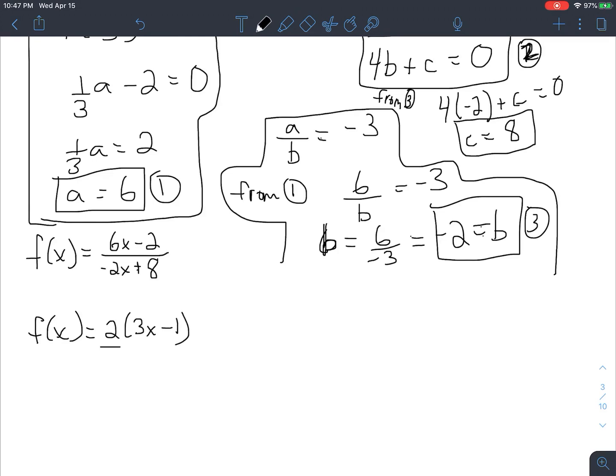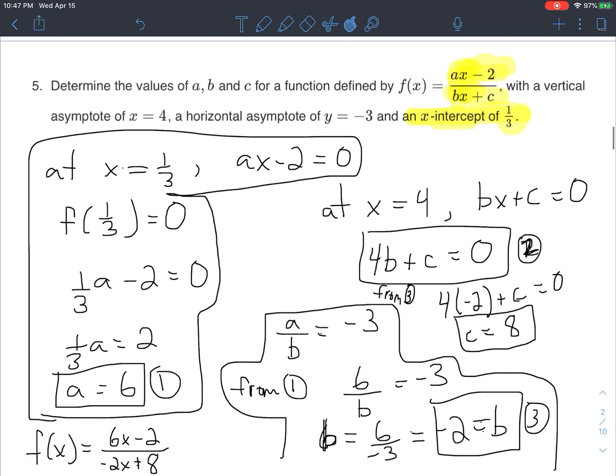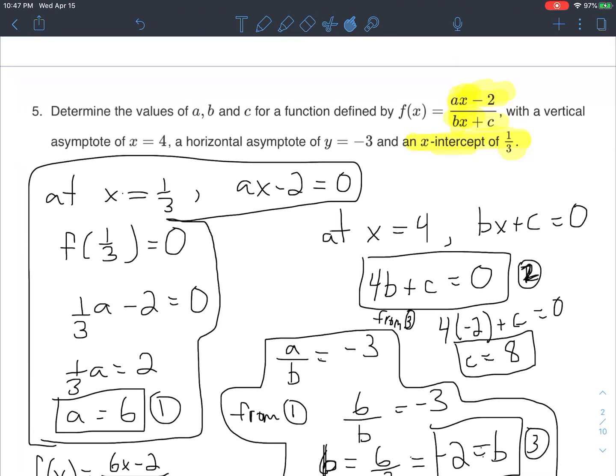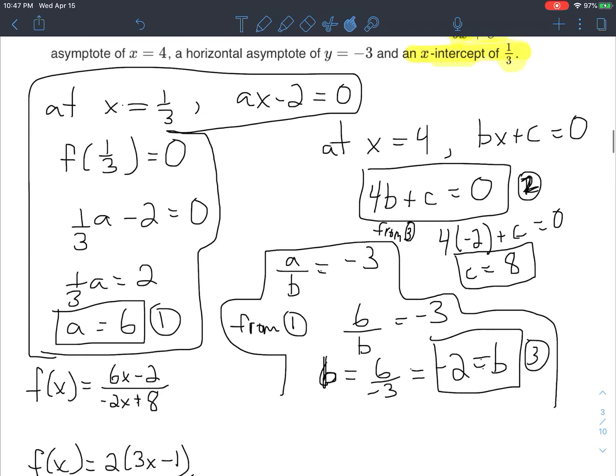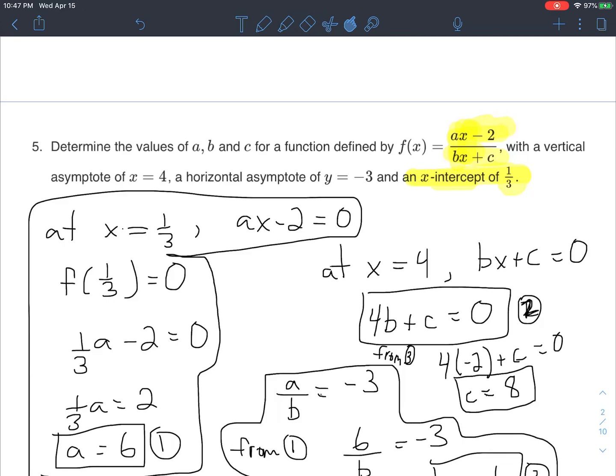So it looks like we have a 3x minus 1 on top, which tells me that at 1/3 we have a 0. Is that what we wanted? We have a 0 x-intercept of 1/3, yeah. And on the bottom, we are going to get negative 2 times x minus 4. And that would mean we have an asymptote at x equals 4, and it doesn't cross out. It's not a hole. Let's see, x equals 4. Yep, that's where we wanted our vertical asymptote.